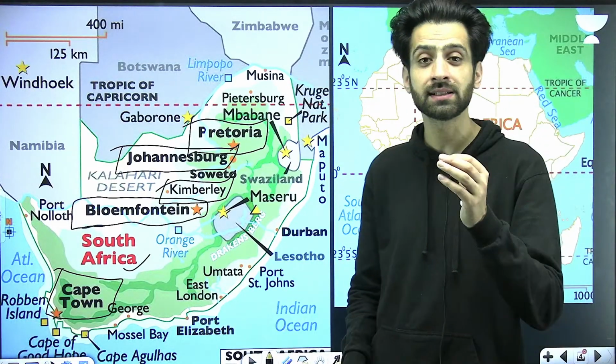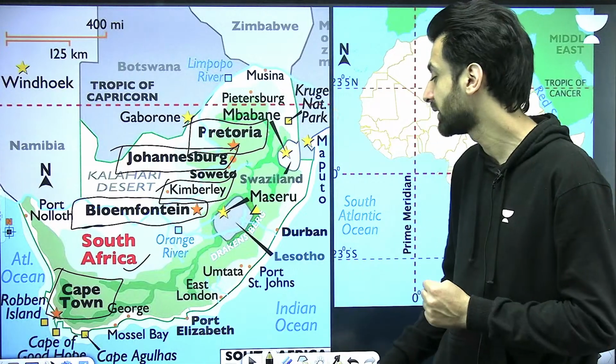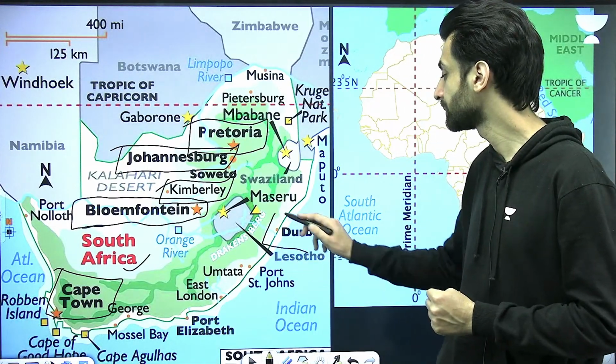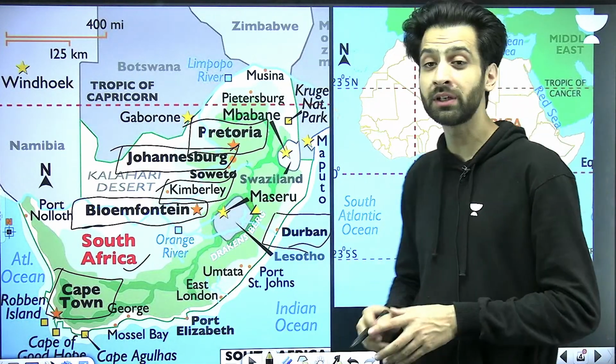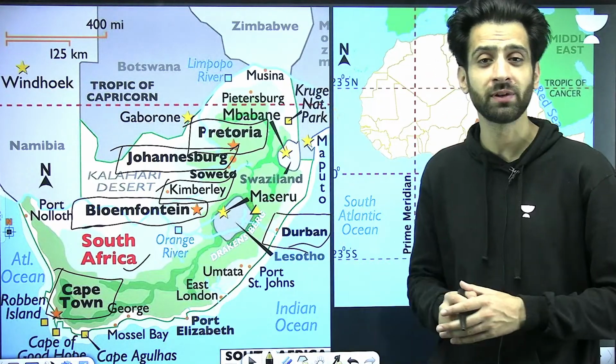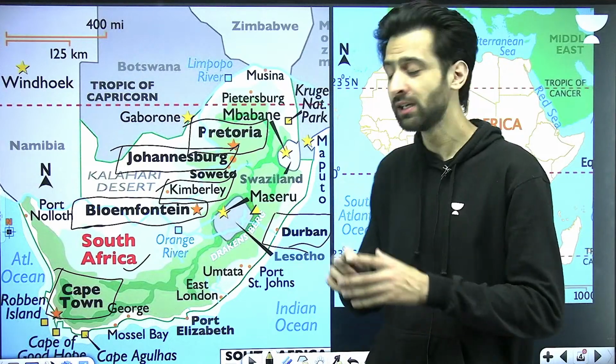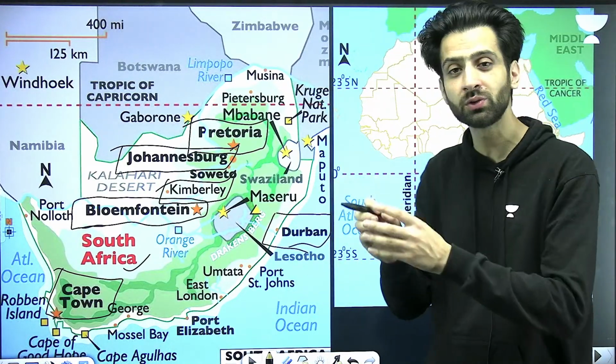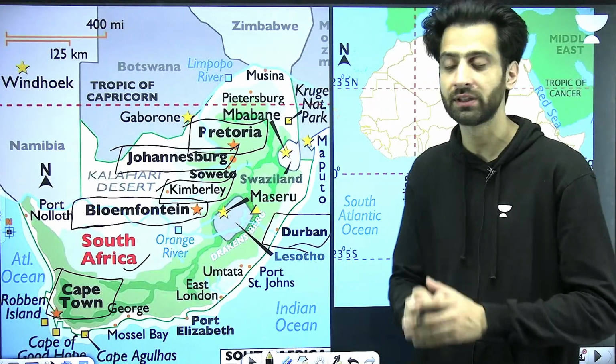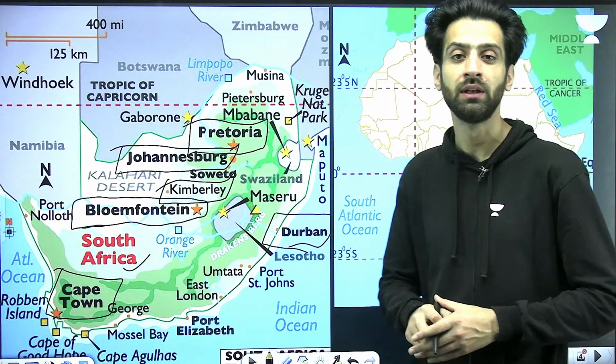After that, there are some important ports as well, starting from Durban. Very important port. As we learned in the previous class, there are some important ports, like Dar es Salaam and other ports. Similarly, Durban is also a very important port in the African continent and it lies in South Africa.